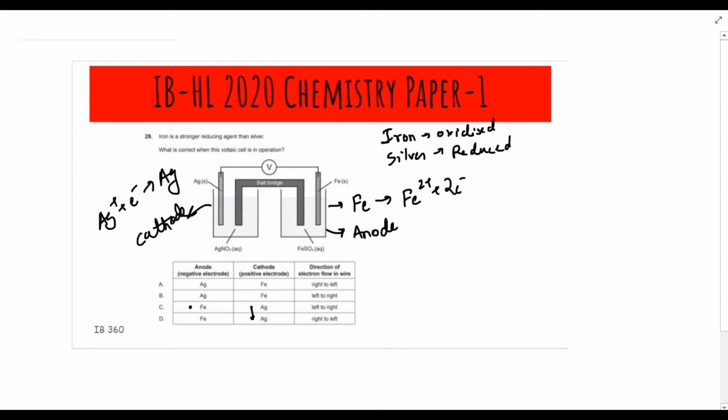Now electrons are generated on the right side, and electrons are used on the left side. So the right side has an excess amount of electrons. These electrons will travel all the way from this wire to this electrode, where they will get used up to form silver solid. What happens is the electron is flowing from the right side, that is from the anode, to the cathode. So for question 29, option D is the correct answer.